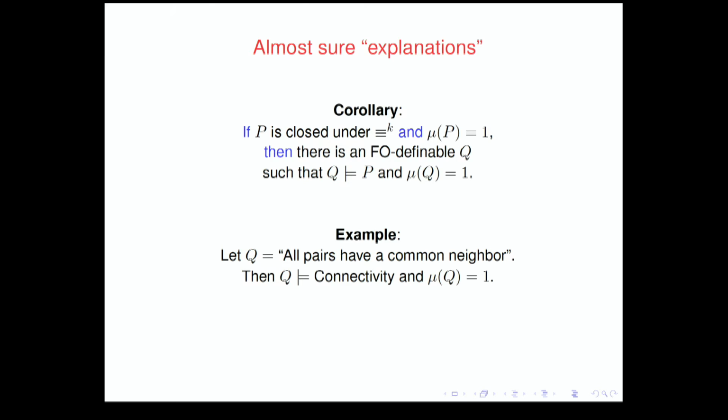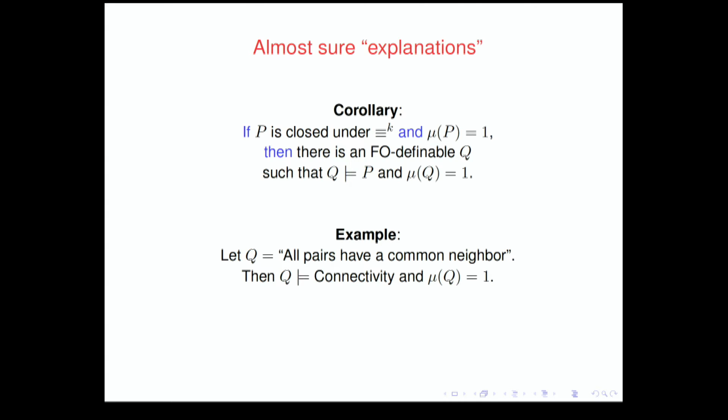So this is the notion of almost sure explanation. I want to emphasize this because I think there is a story to tell here. What do I mean by an almost sure explanation? Well, when you want to prove that something holds almost surely, it suffices to prove that some sufficient condition holds almost surely. So if you want to show that it's connected, it suffices to prove that every two points have a common neighbor, for example. And a corollary of the Kolaitis-Vardi proof is that if you have a property that is closed under this equivalence relation and has probability 1, then there is a first-order definable explanation for it, in the sense that there is a first-order definable property that implies it and has probability 1. So it's a sufficient condition for property P, and it explains the probability 1.